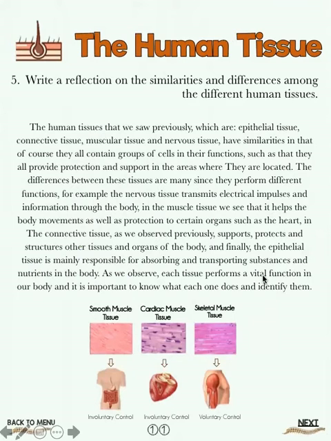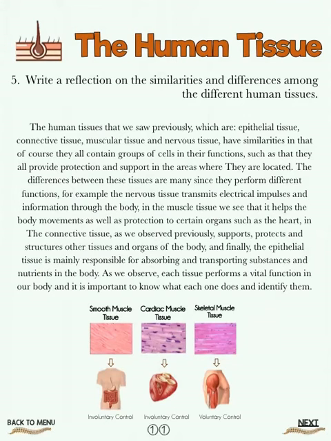Human body tissue. A tissue is a group of similar cells that work together to carry out a specific function. Body tissues can be classified into 4 basic types according to their function and structure. Here is the reflection about it.